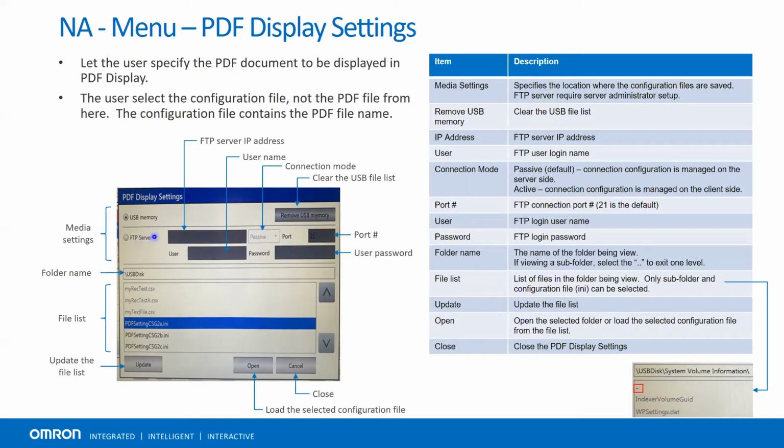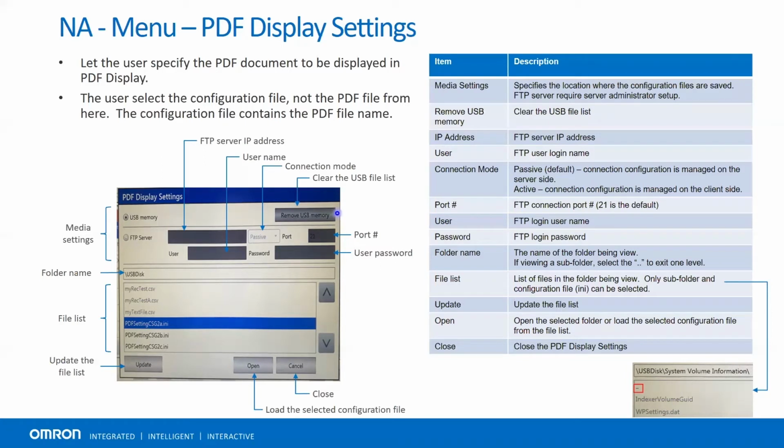The FTP server IP address, the connection mode, passive or active, the port number, which by default for FTP is 21, the user login name to the FTP server, and the user password to log into the FTP server.